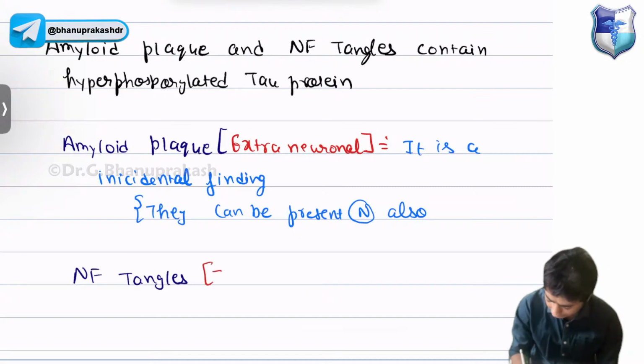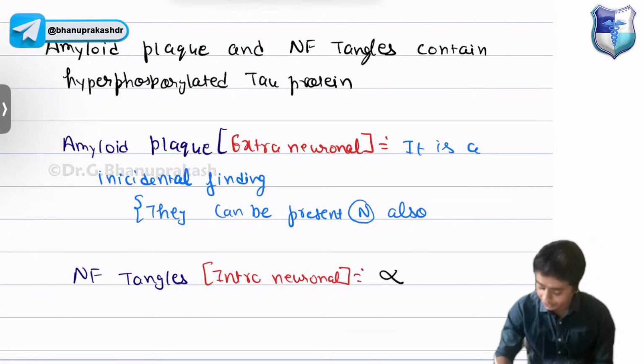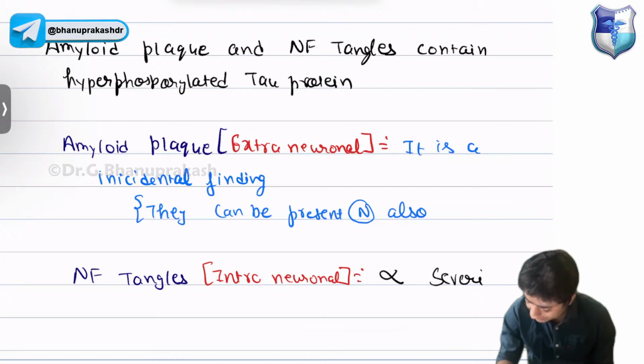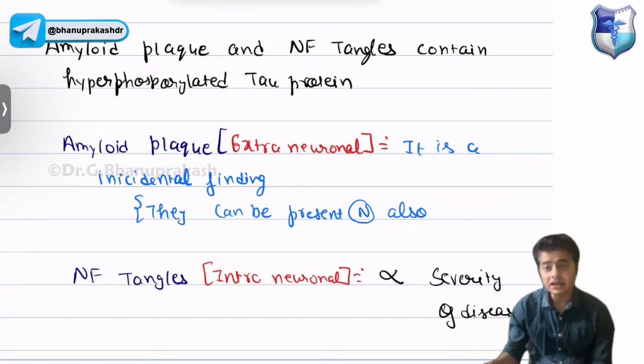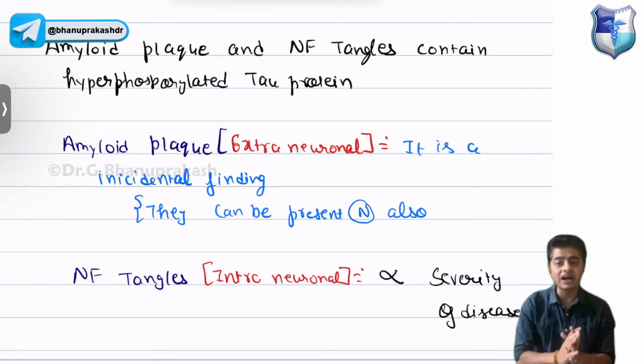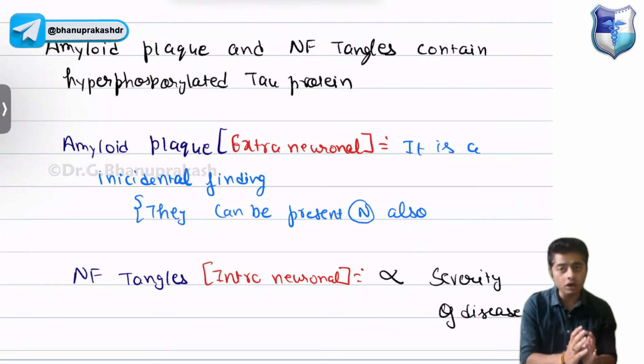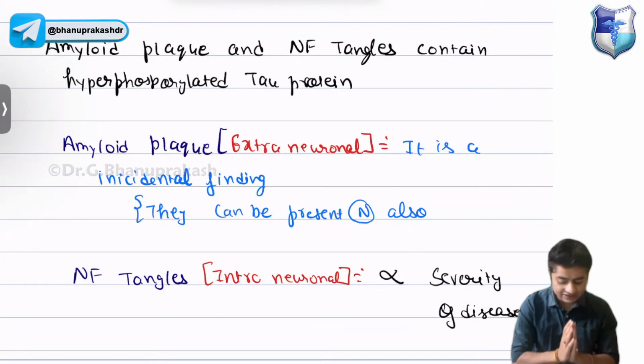But your neurofibrillary tangles, that is your NF tangles, are intraneuronal and they correlate with the severity of disease. Means the more NF tangles present in the neuron, the more severe is the disease.